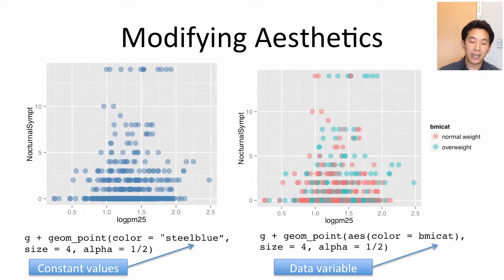But outside of the aes function, I still have my size equals 4 and my alpha equals 1/2. So those are unchanged from the left-hand plot, so the points are still bigger and the transparency is still a half. The key thing to remember here is that there's a difference between assigning an aesthetic value to be a constant and assigning an aesthetic to correspond with a data variable. If you want it to be a constant, you can just specify it in the geom_point function directly. If you want it to be assigned to a data variable, then you have to wrap it in this aes function.